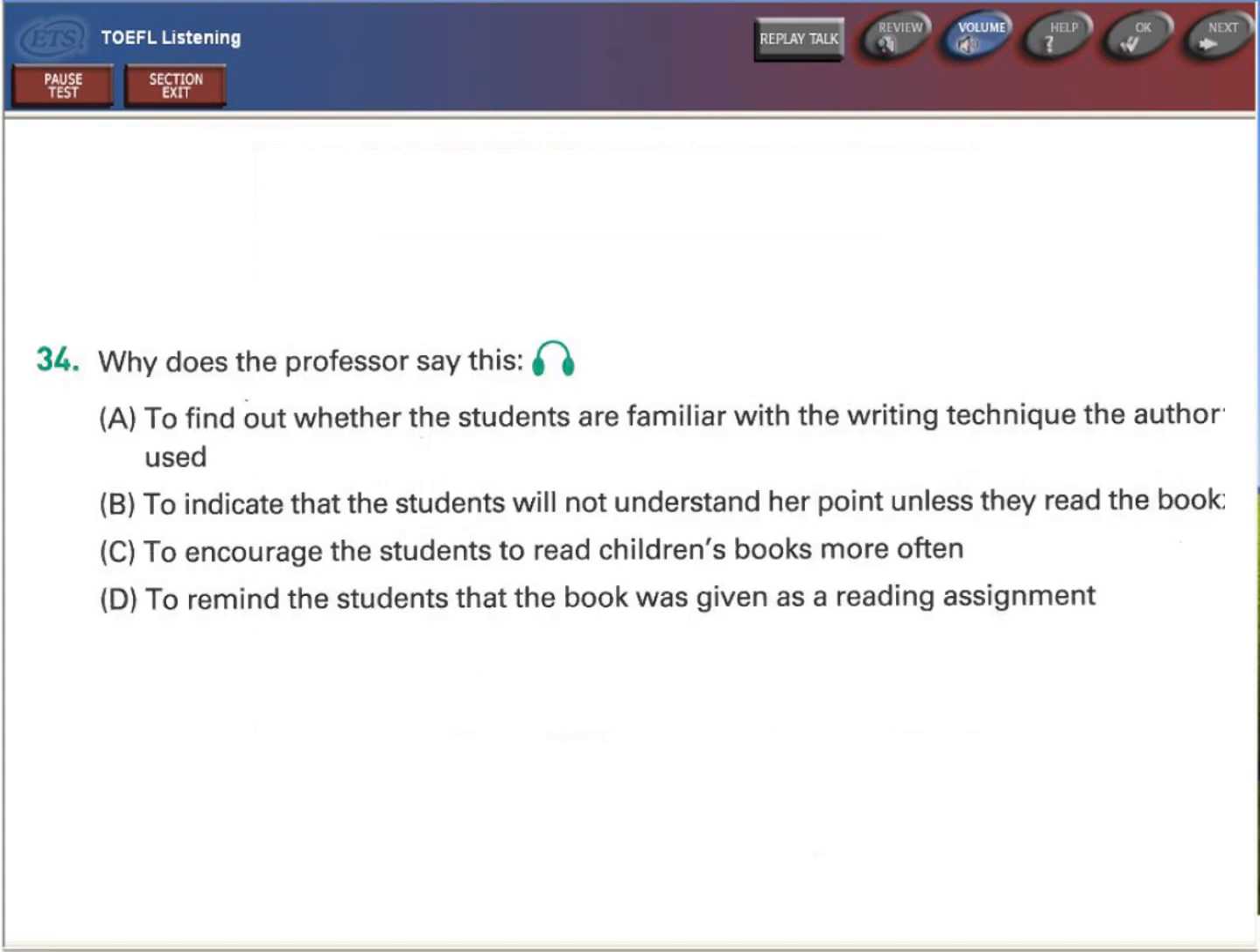34. Why does the professor say this? Have you ever seen this book?